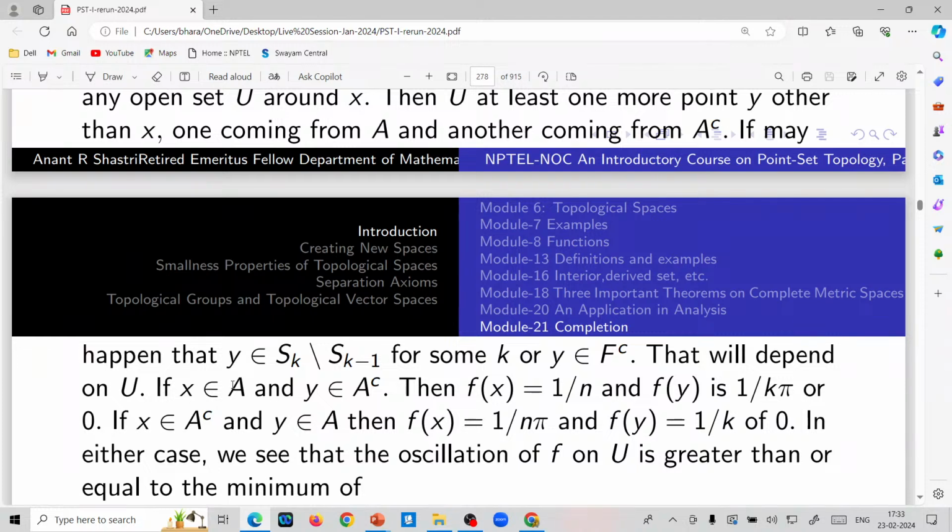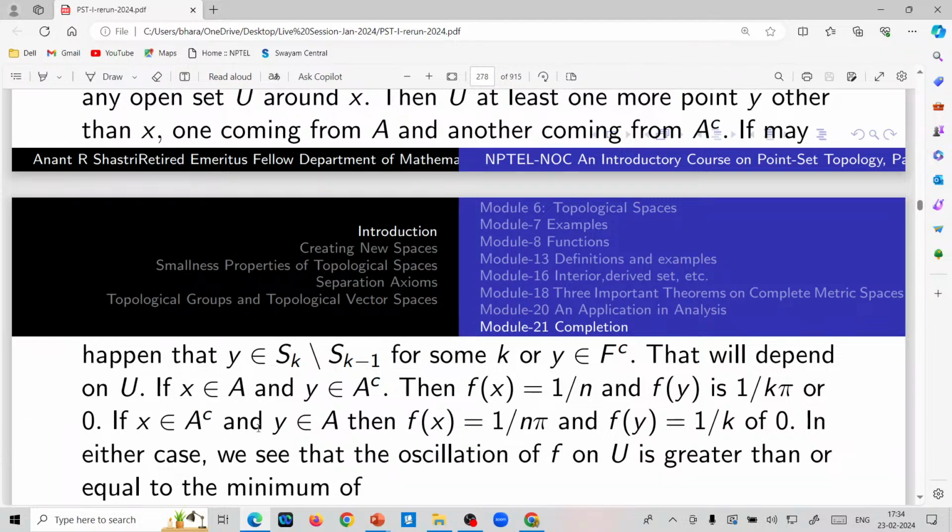If x happens to be in A and y is different, so y may be inside A complement, then fx will be 1 by n and fy will be 1 by k times pi. So this pi I have introduced; I say any rational number bigger than 1 will do. I would like to write this as root 2 also. So that is different from all the 1 by n. That is what I want. That is one case.